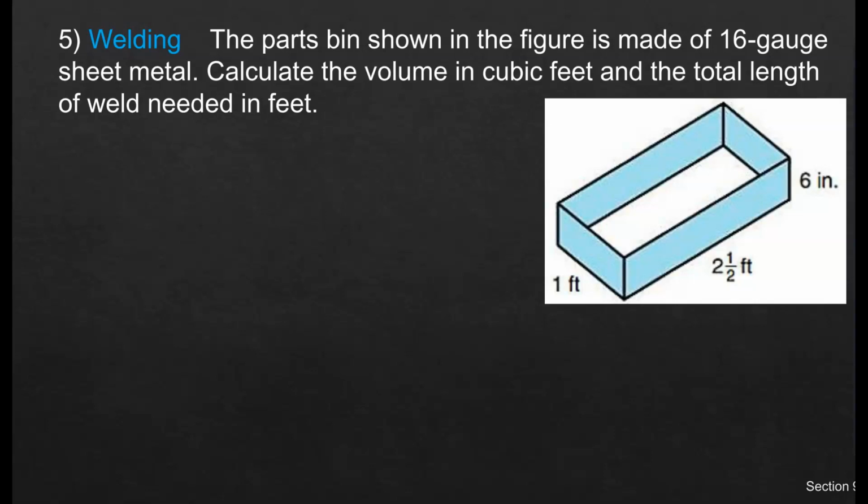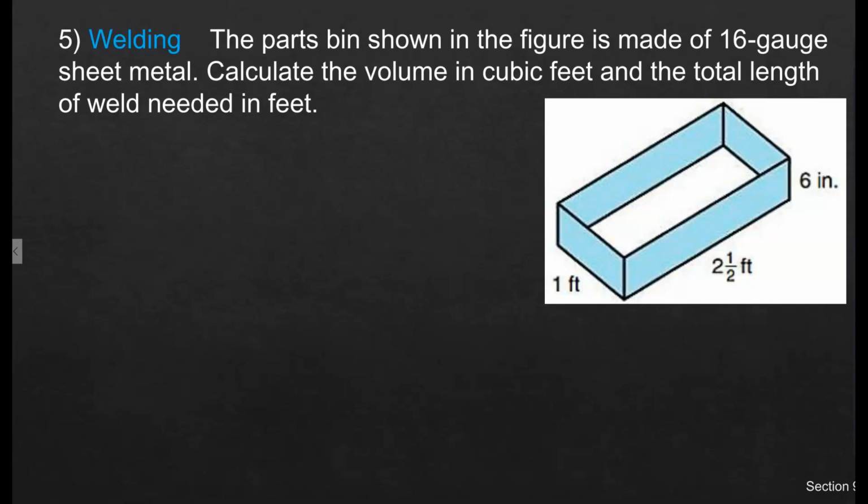This is a welding problem, and I chose this because I have a lot of welding students, and so I thought that this would be a good one for that. The parts bin shown in the figure is made of 16 gauge sheet metal. Calculate the volume in cubic feet and the total length of weld needed in feet. Okay, so let's just talk about volume first.